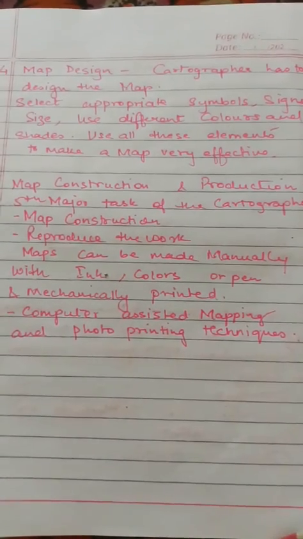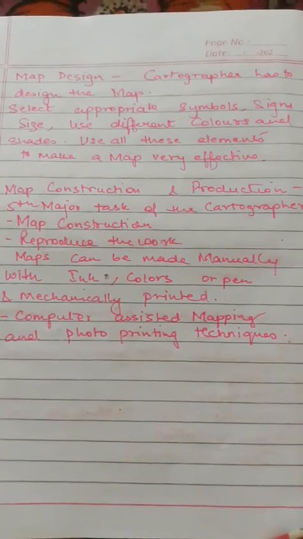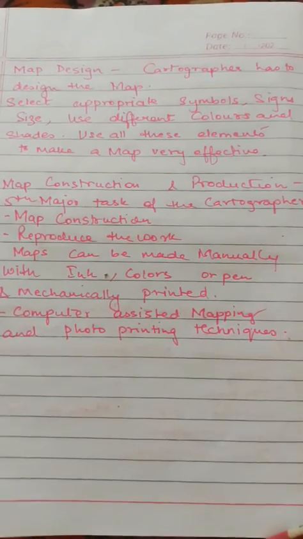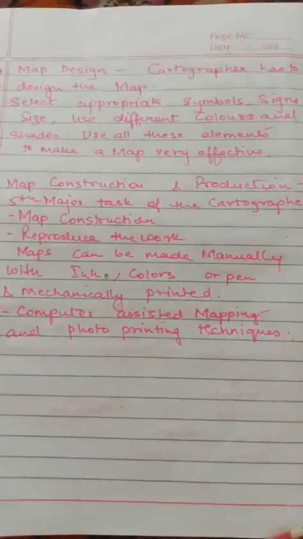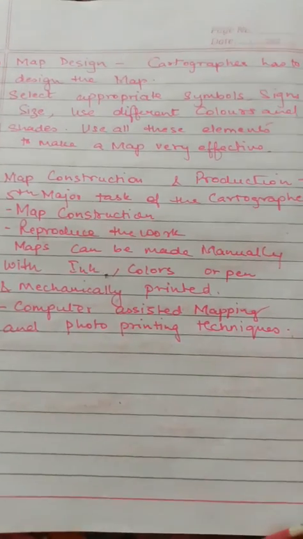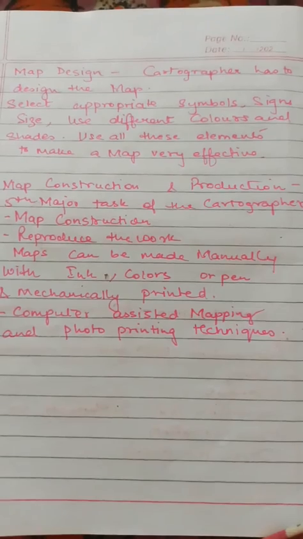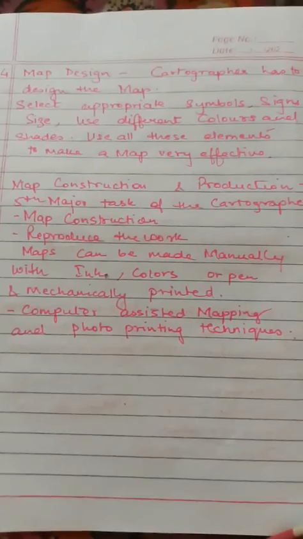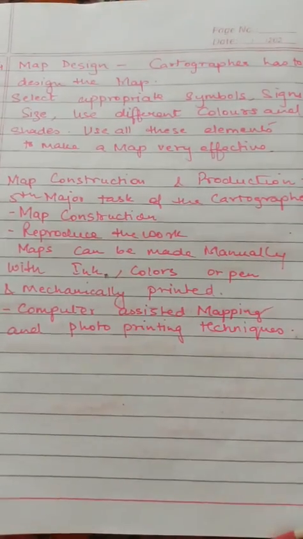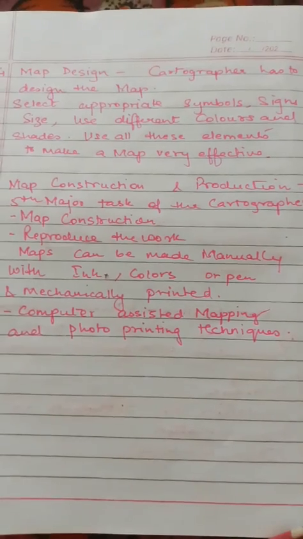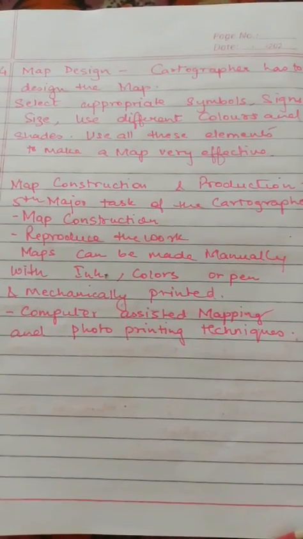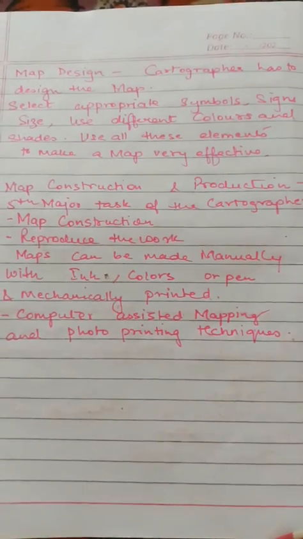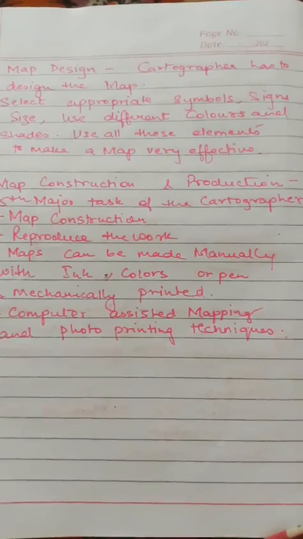Then we have the map construction. After all this has been decided, the cartographer has to use different techniques to construct the map. That is a very important major task of the cartographer. So he has to construct the map, and he also has to reproduce the work. That means he has to print out different copies of it so that it can be distributed. He can also do it manually by using different colors and ink, pen, and then it has to be printed mechanically. So these all are the different processes that the cartographer has to use in order to prepare a map.